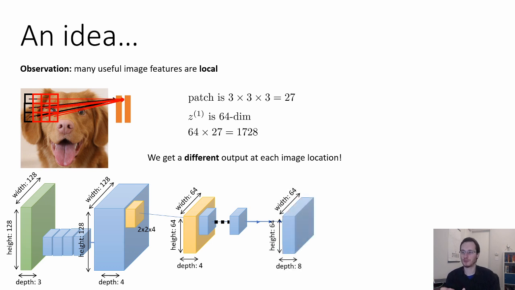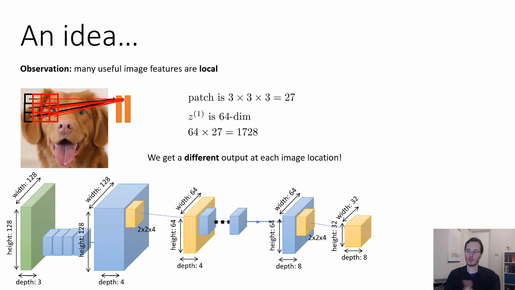So maybe we have 8 features that we want to calculate. So we have a little 3x3x8 filter. We pass it over every position in that pooled activation map, and we get another 64x64 by 8 thing. And then maybe we do another round of pooling. There's a typo there, it should be 2x2x8, and that gives us a 32x32x8 pooled activation map.